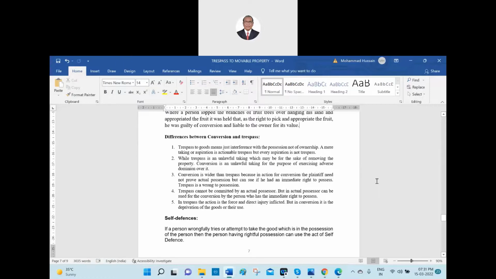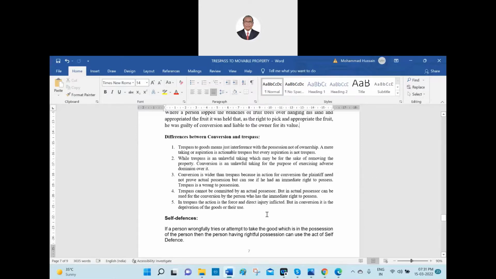Yes, sir. Number 2, trespass is an unlawful taking which may be for the sake of removing the property. In trespass, you are directly taking the property from somebody's land. There is a trespass. But in conversion, no doubt it is a taking, an unlawful taking, for the purpose of exercising adverse dominion over it. Because he took it to cook the food, but he took the advantage of it. Like in Ruplal versus Union of India, they took the firewood from the adjacent land and they cooked the food and they made the coal.